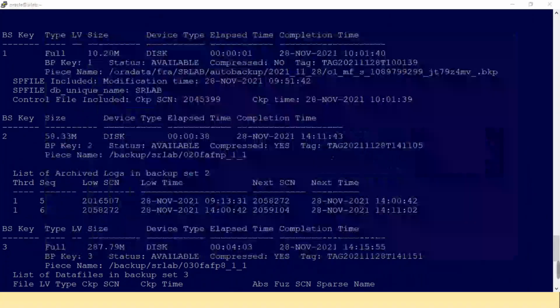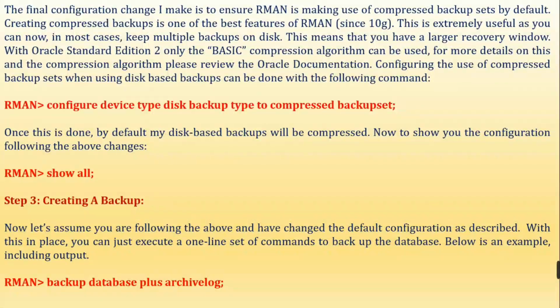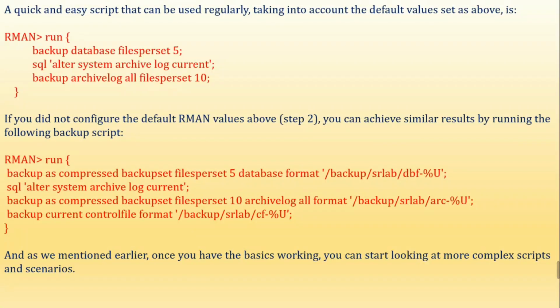Okay, backups have been completed. So next, a quick and easy script that can be used regularly, taking into account the default values set as above, is this: run backup database filesperset 5; sql alter system archive log current; backup archivelog all filesperset 10.